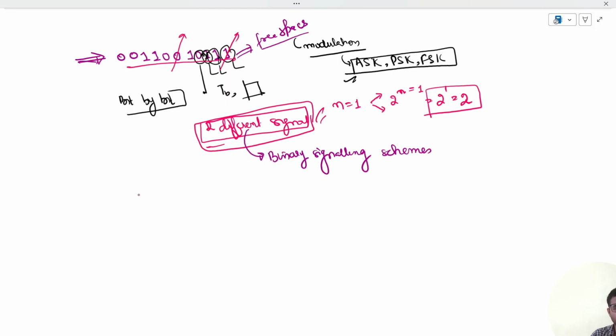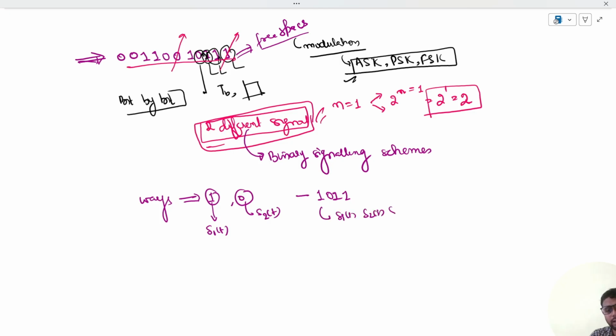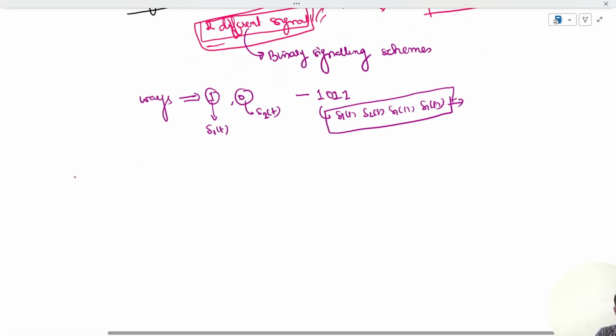So we only have to find out the ways we can represent bit 1 and bit 0. Suppose we find a signal s1(t) representing bit 1 and a signal s2(t) representing bit 0. Then if we want to transmit 1011, we transmit s1(t), s2(t), then again s1(t) and s1(t). These are the signals we transmit in free space. Now let us start with amplitude shift keying, ASK.